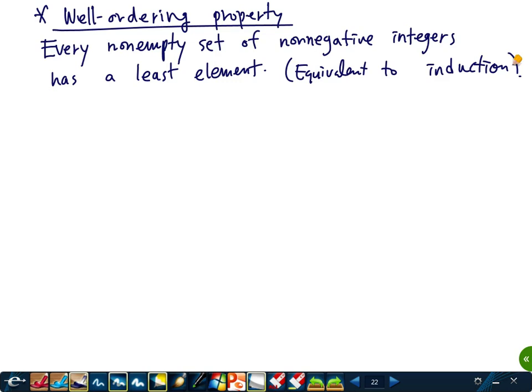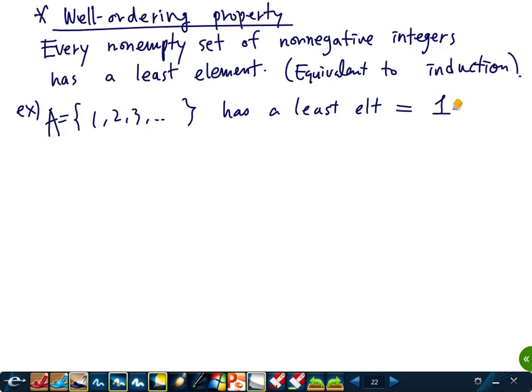So sometimes you can use the well-ordering property. But by the way, is this clear? For instance, let me give you an example. Let's say A equals 1, 2, 3, dot dot dot. This is an infinite set. There are infinitely many integers. But is there a least element? Yes, it has a least element. What is the least element of this set? 1. So well-ordering literally means you can order your set well enough. You can put the smallest element in front, and then the next smallest, the second, in this way. You can list your set in increasing order.